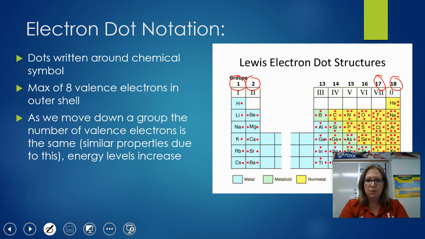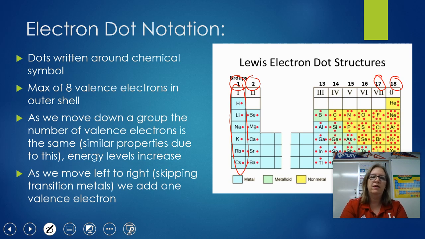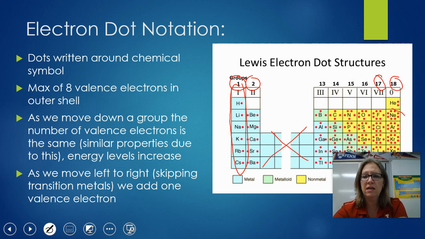So as we move down a group, the number of valence electrons is the same. It's the energy level that increases. So that outer electron is in a farther orbit, but the number of outer electrons, those valence electrons, is the same, and that's why we get those similar properties. So all of these in group 1 have 1 valence electron, which makes them very reactive. As we move left to right, not taking these transition metals into account, we add 1 valence electron at a time. Okay, so from group 1 and 2, and then 13 through 18, we're gradually adding 1 at a time until we get to these noble gases on the end, which are full.